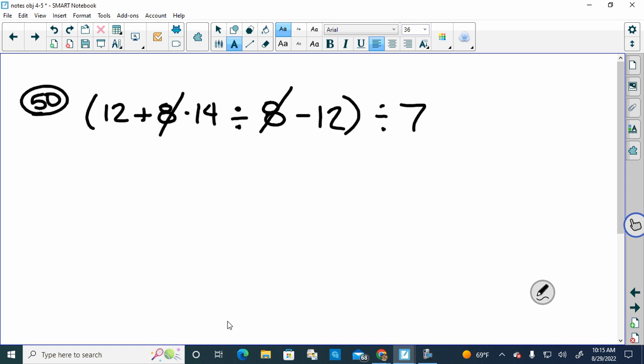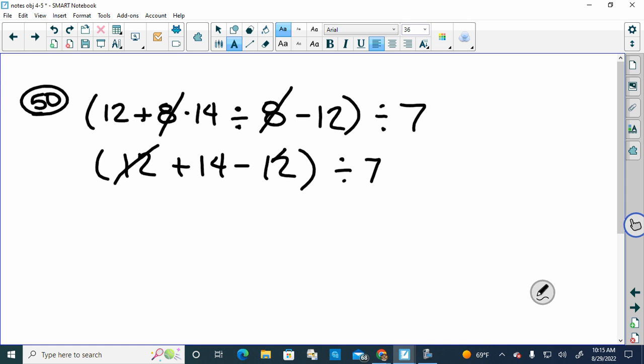Okay, so now inside the parentheses, we have 12 plus 14 minus 12. Okay, so now inside the parentheses, left to right. So 12 plus 14 minus 12, so you can do that again. Okay, so 14 divided by 7, so now we're going to have... Okay, so opposites of each other get rid of it.